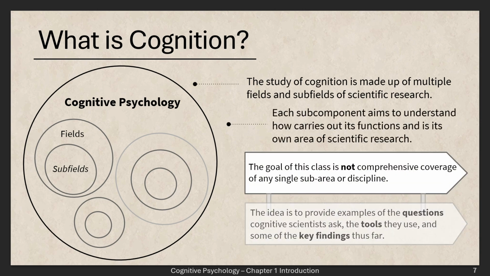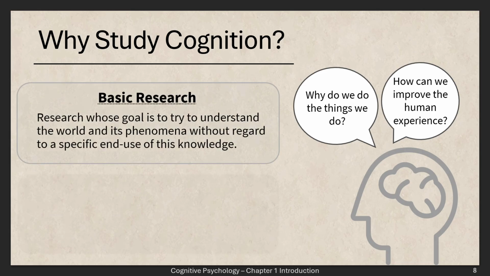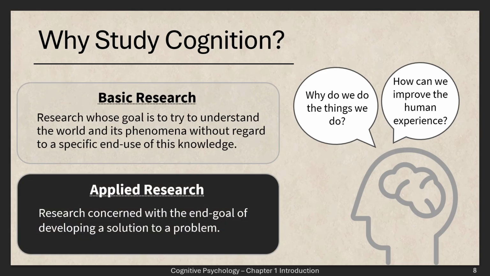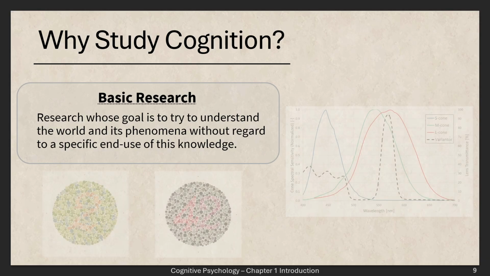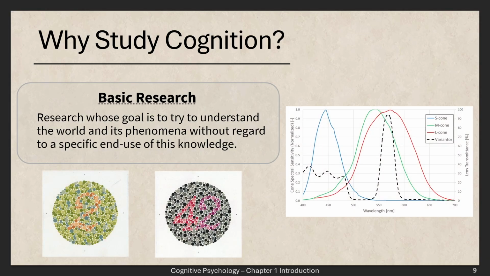cognitive ergonomics. To understand why we study cognition, it helps to distinguish between two main types of research: basic research and applied research. Basic research aims to understand fundamental processes and phenomena for the sake of knowledge itself, without immediate regard to practical applications. For example, basic research might investigate how cone photoreceptors function in the retina to understand the biological mechanisms behind red-green color deficiency.